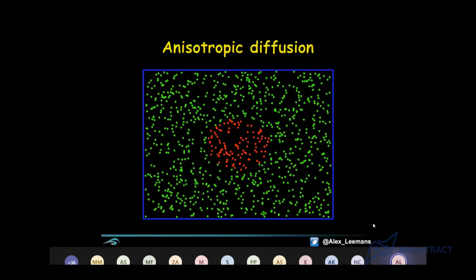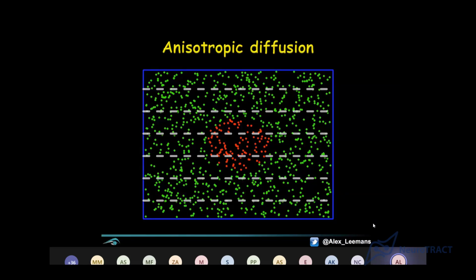Anisotropic diffusion, by contrast, is the opposite, meaning there is a preferred orientation. And let's assume that we have, in this example, some barriers that are horizontally aligned. So they're going left, right.